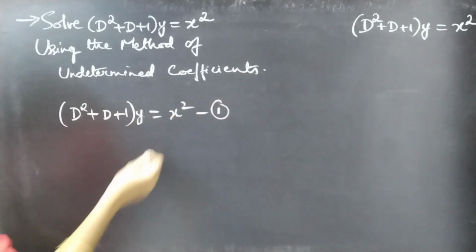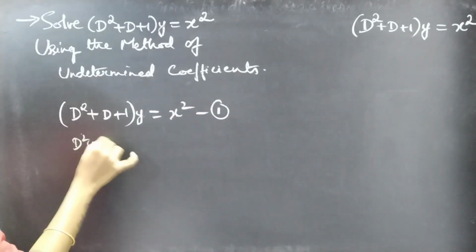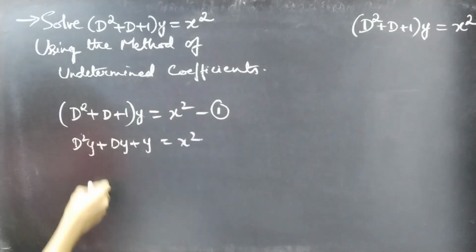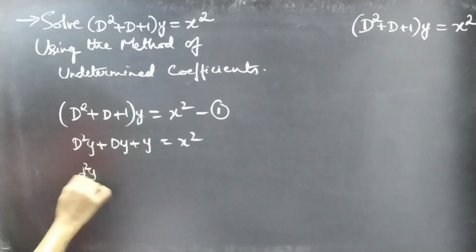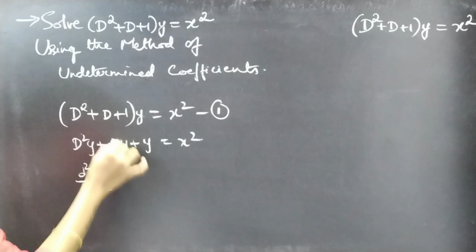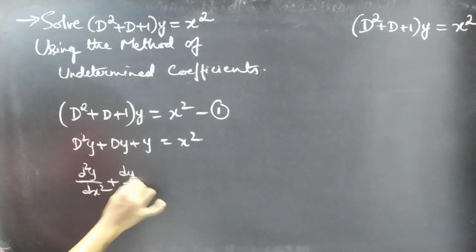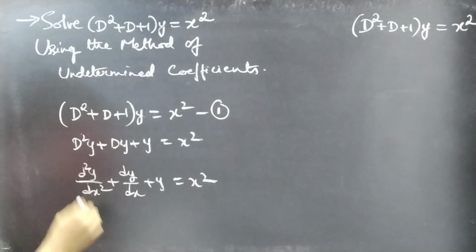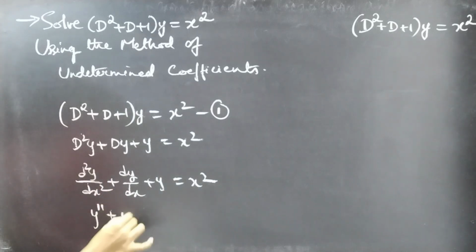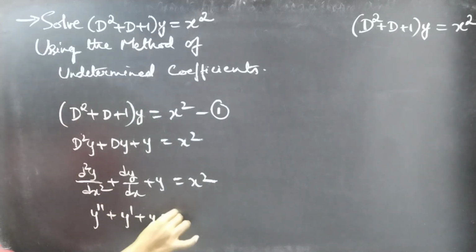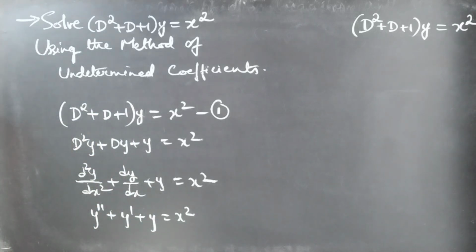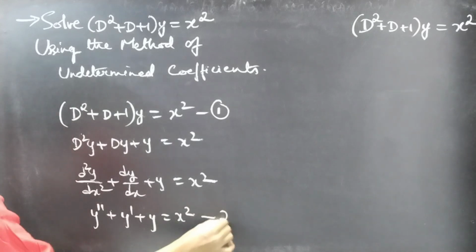Consider it as 1, and we can write it as D²y + Dy + y = x². Also we can write D²y as d²y/dx² and Dy as dy/dx, so d²y/dx² + dy/dx + y = x². We can write it as y'' + y' + y = x². All these equations are the same. So now consider this equation as equation 2.